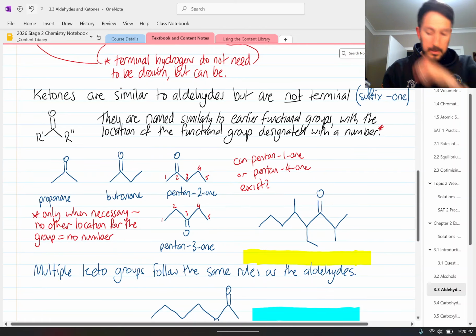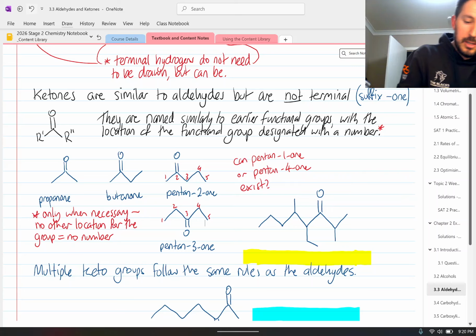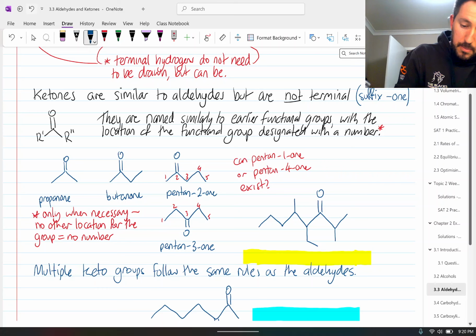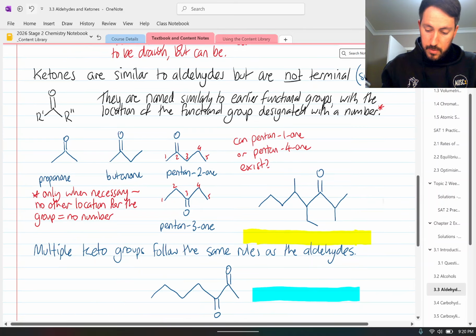Okay, so we have a rather complicated looking molecule here, so let's work it out and hopefully I don't mess it up. Might have been a while since I drew this one.